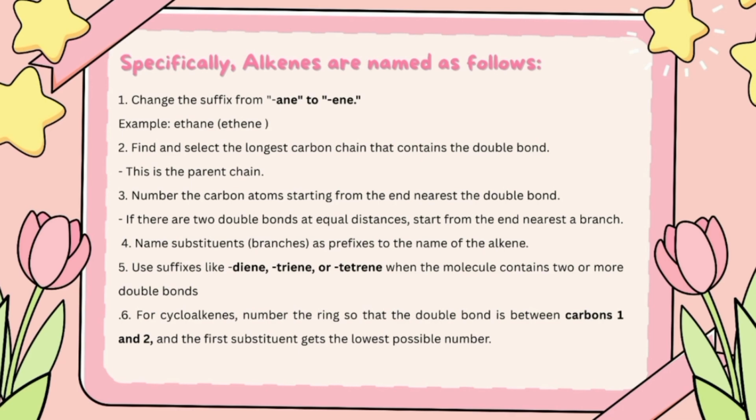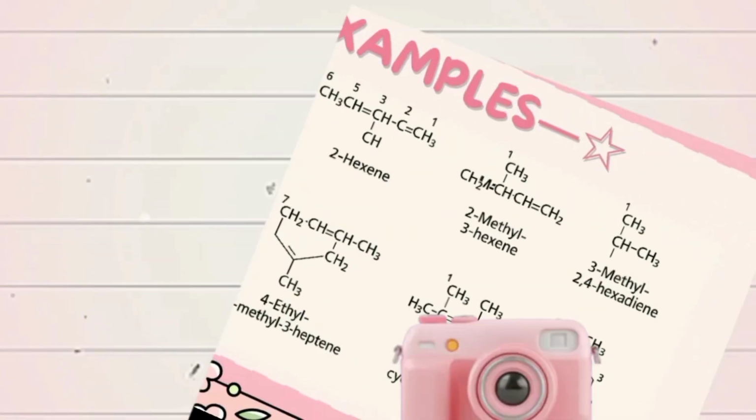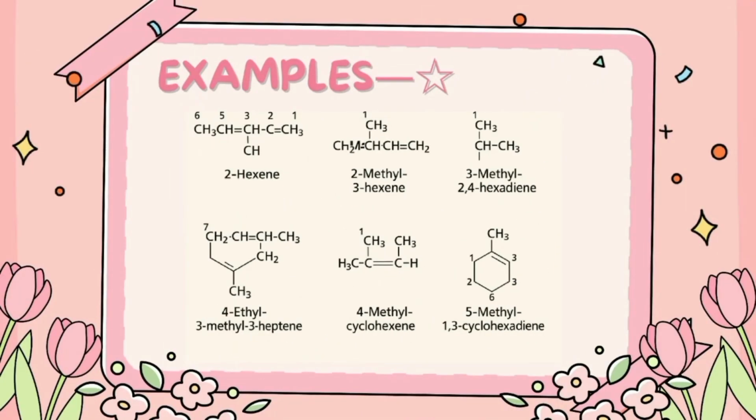Finally, for the last step, for cycloalkenes, number the ring so that the double bond is between carbon 1 and carbon 2, and the first substituent gets the lowest possible number. Let us proceed now to our examples.